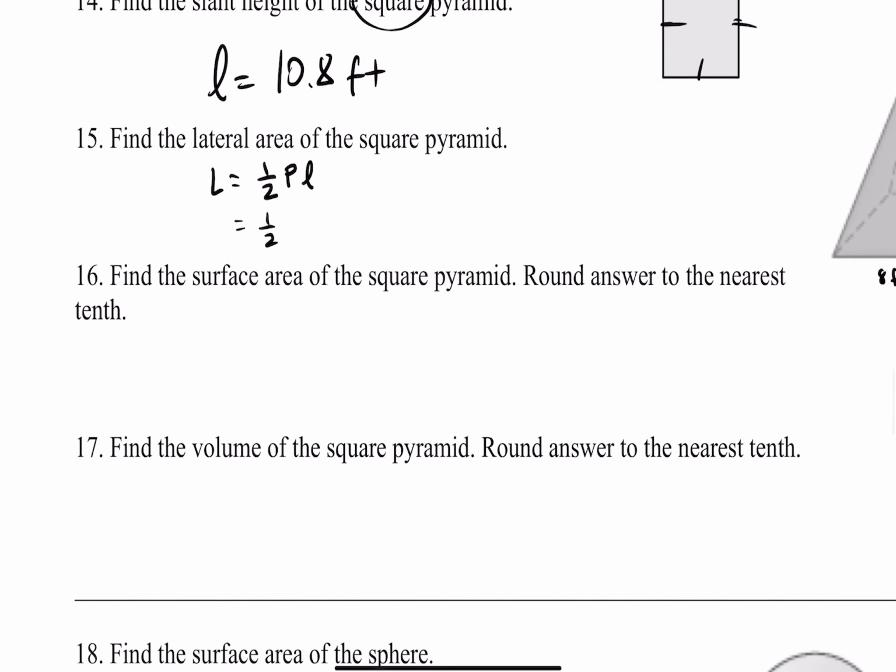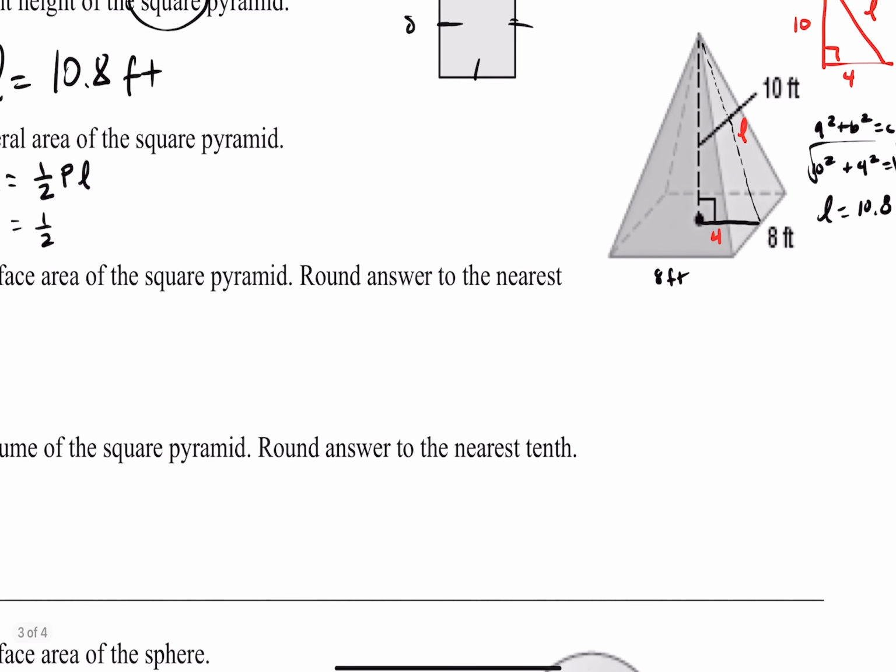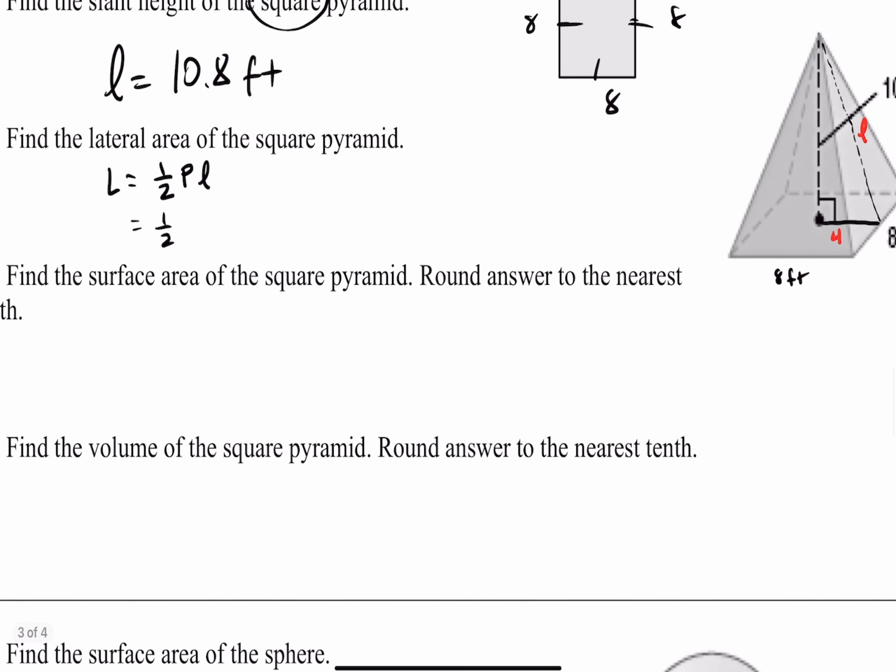So we know that all the sides are 8. So 8, 8, 8, 8. So the perimeter is going to be 32, because all I'm doing right now is adding up all the sides to figure out what capital P is. Capital P, once again, is the perimeter of the base. So the base is indeed a square. You look at the square, you add up all the sides.